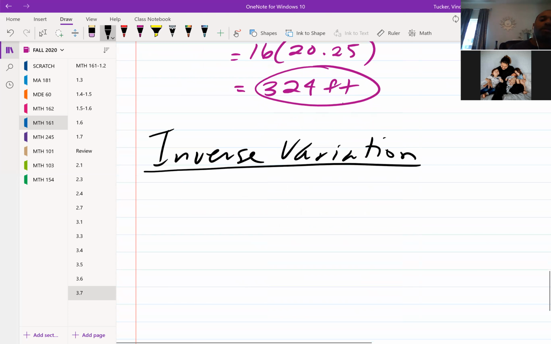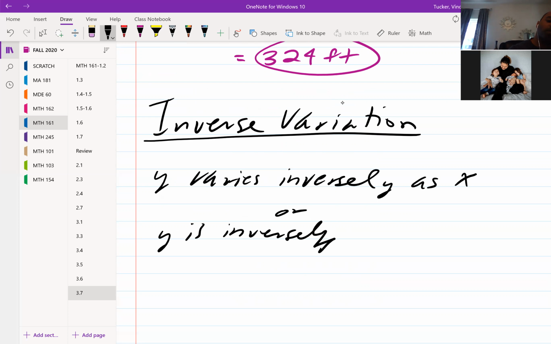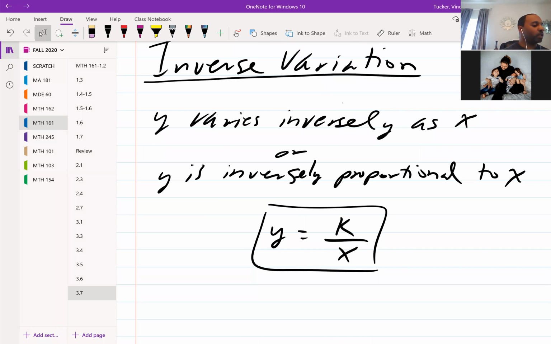All right, inverse variation. Y varies inversely as x, or y is inversely proportional to x. So instead of multiplying k times x, k will be divided by x. So you see that keyword inverse, and you will use this divisional setup.